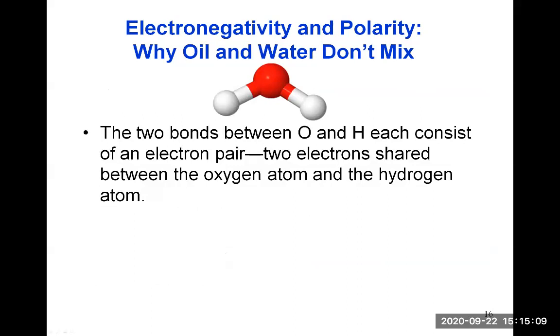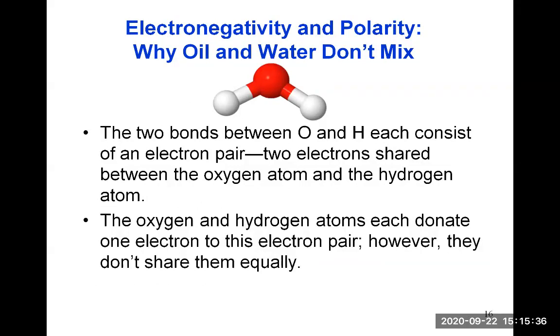So this is a model of the molecule of water. The red sphere is the oxygen, the white spheres are the two hydrogens. Water has two bonds between O and H, and they each consist of an electron pair. So the bond is made by an electron pair, which are two electrons shared between the oxygen atom and the hydrogen atom. The oxygen and the hydrogen atoms each donate an electron to this electron pair. So of these two electrons, one comes from hydrogen, the other comes from oxygen.